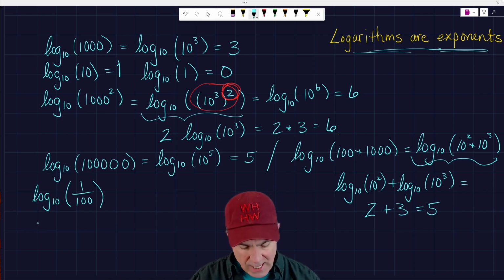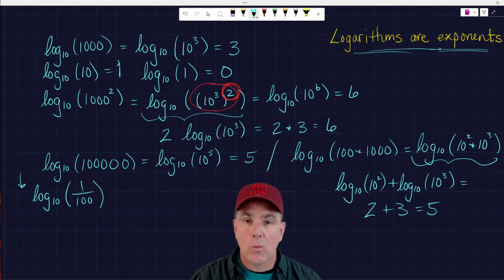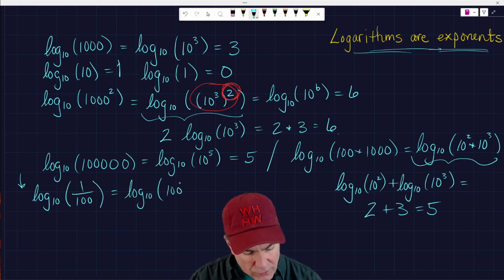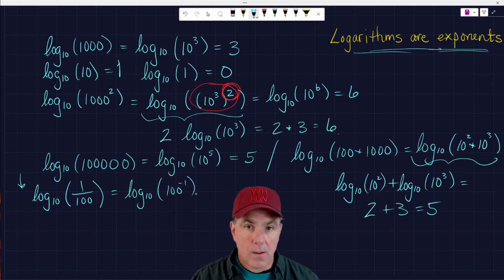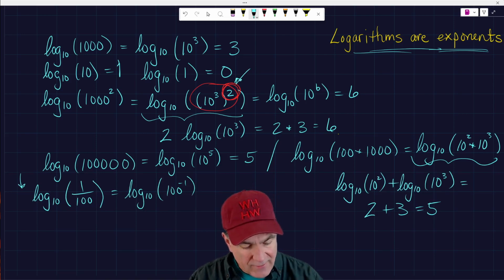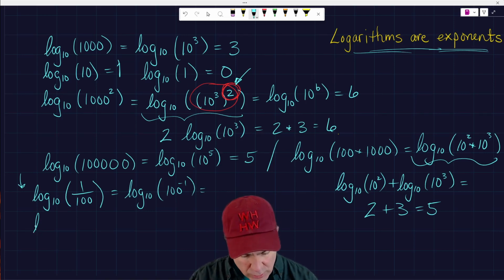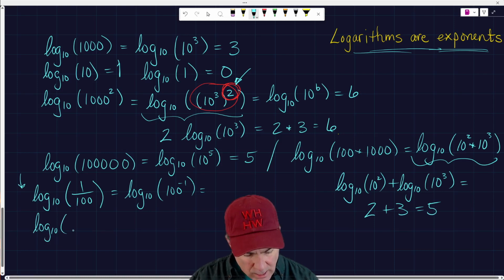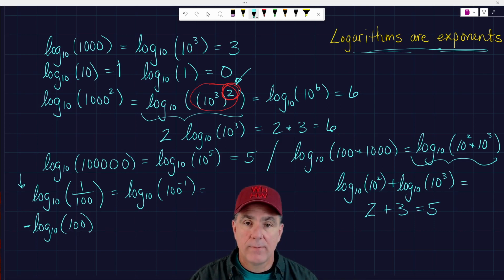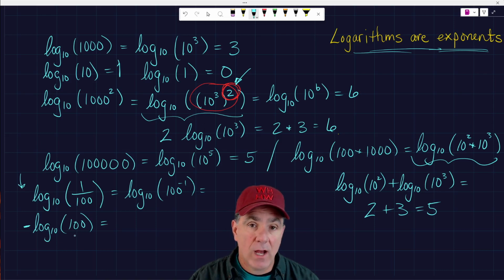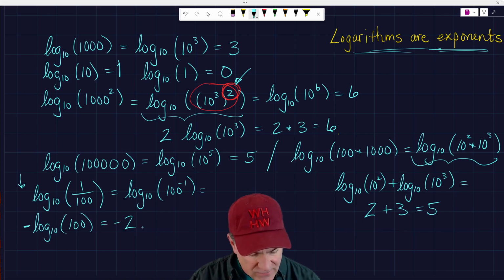All right, in this situation I have log base 10 of 1 over 100. So of course you know this is log base 10 of 100 to the negative 1 power. But as we saw above, when we have an exponent up here, we can just pull that out in front. So this is equal to negative 1 times log base 10 of 100, and the exponent for base 10 of 100 is 2. So this is equal to negative 2.